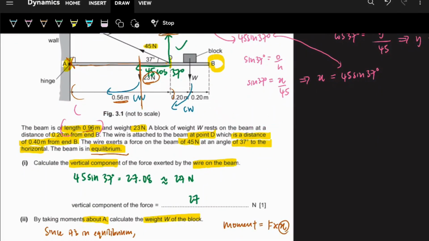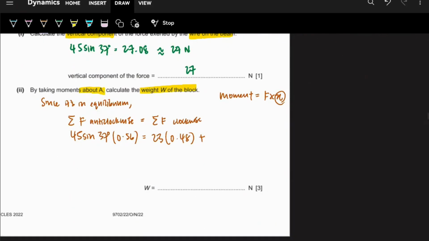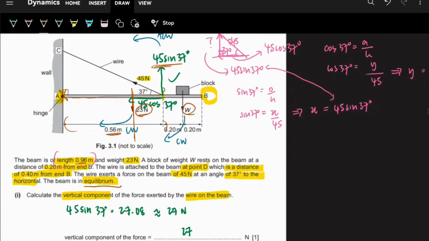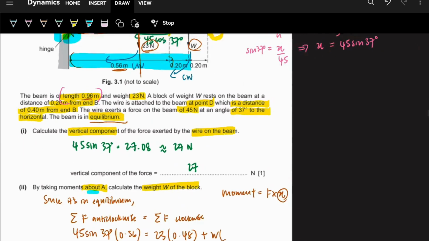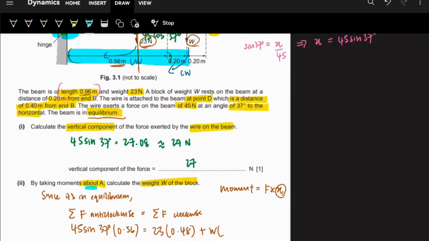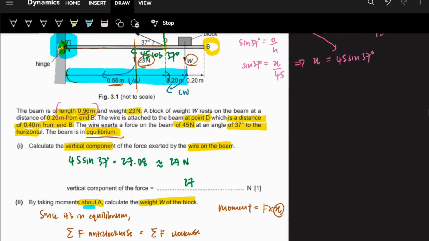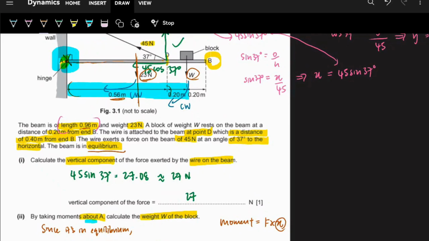Plus, clockwise, we have another one. Okay, let me erase this here. We have another one here. This is the one that we're trying to find, the weight. The weight, what is your distance? 0.56 plus 0.2 from A. Why am I taking from A? Because they asked to take moments about A. You need to see which side or which hinge the question is asking you to take. So in this case, about A, that is why I'm taking the distance from A.